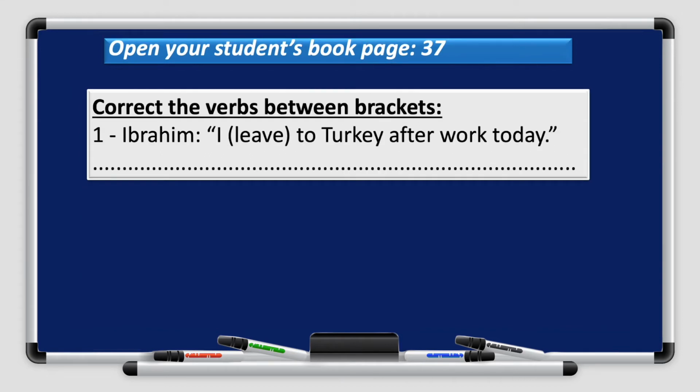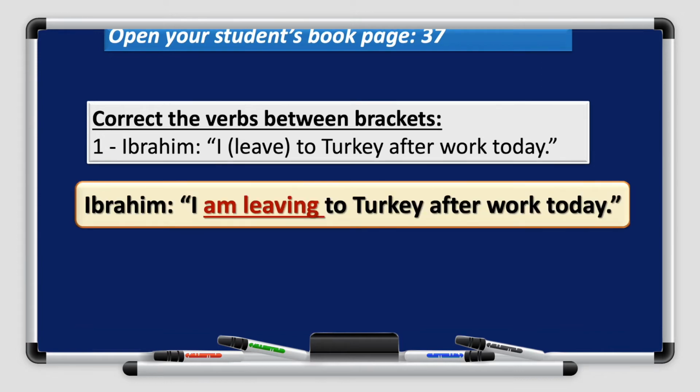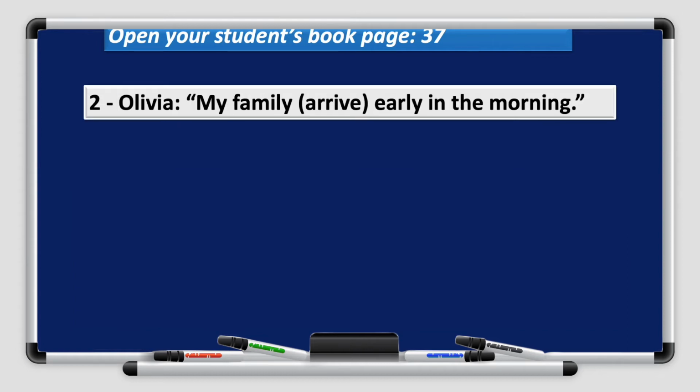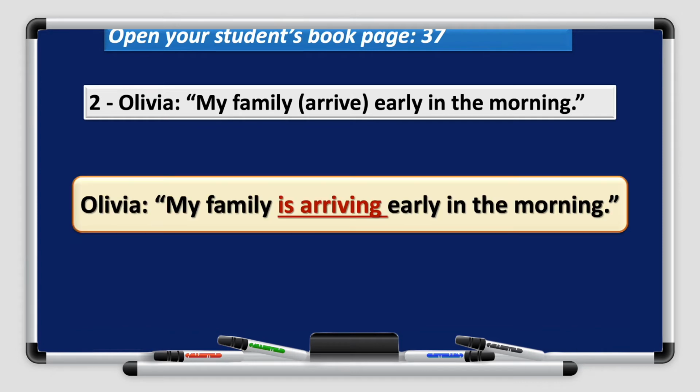Ibrahim, I leave to Turkey after work today. Can you correct the sentence? You're going to have two parts, verb to be and verb ing. Excellent. I am leaving to Turkey after work today, because we know that I takes am. Number 2, Olivia, my family arrived early in the morning. Present continuous. My family is arriving early in the morning.